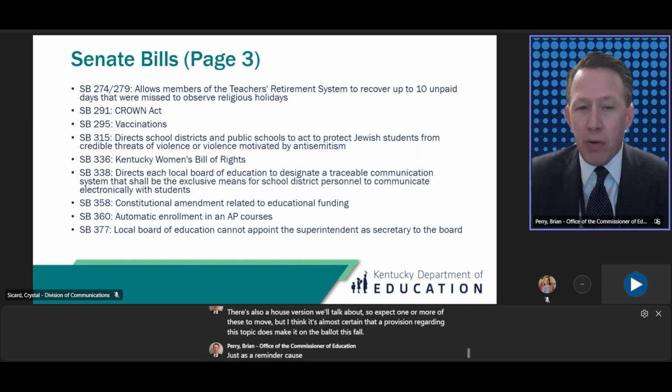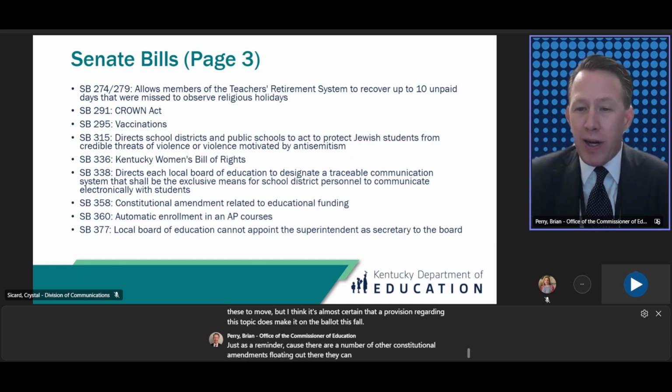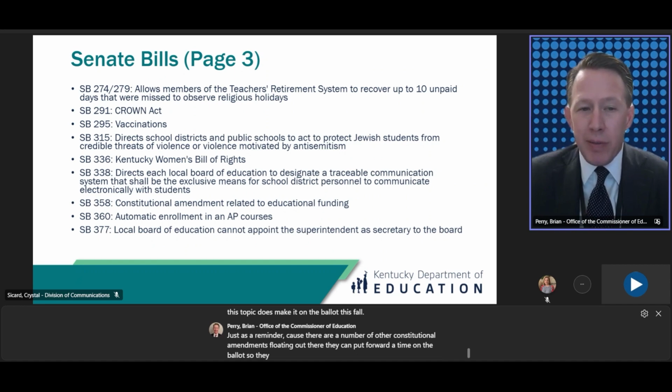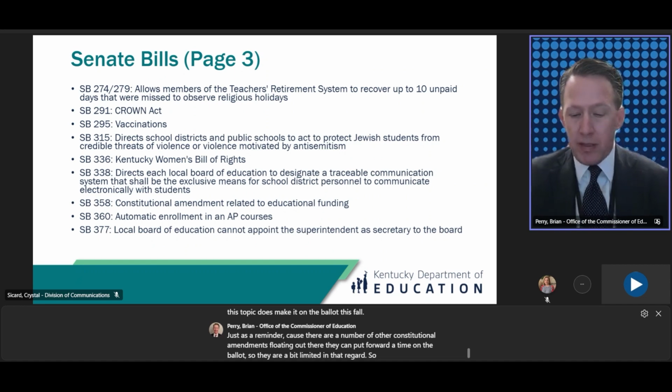Just as a reminder, because there are a number of other constitutional amendments floating out there, they can put 4 at a time on the ballot. So they are a bit limited in that regard. So next slide, please.